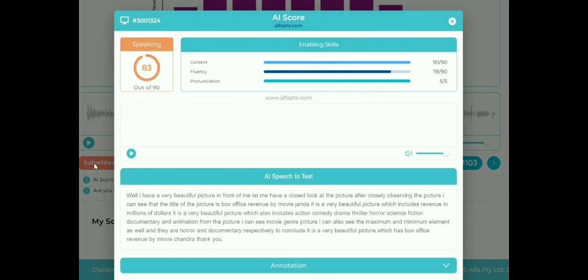So as you can see, I've scored 83 out of 90. The AI used in the real exam is completely different from the websites.